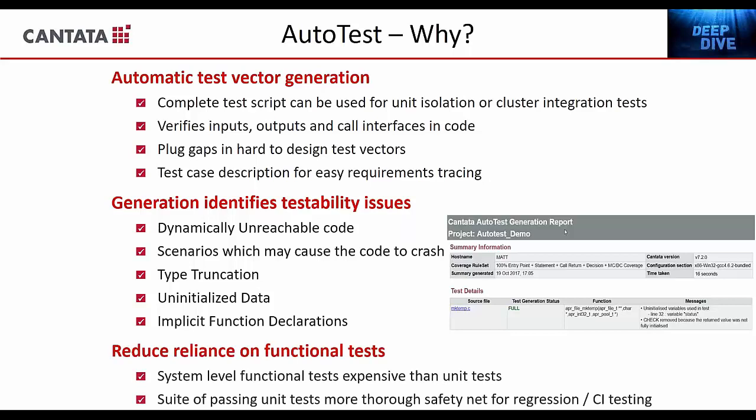And of course, fundamentally, it reduces your reliance on functional level tests. If you can do them automatically, you can supplement or replace some of your system level functional tests being rerun all of the time, because unit tests are just machine time to rebuild and run. So a suite of passing unit tests can also be more thorough in terms of a safety net for your regression testing on code that already works. Particularly powerful if you're doing continuous integration.